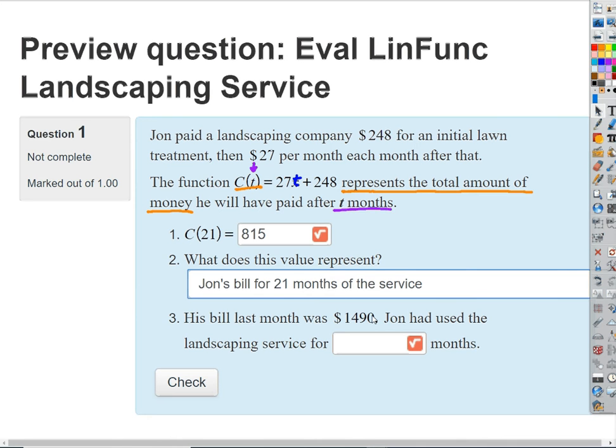Where am I gonna plug, what am I looking for here? They wanna know how many months did we use it? I'm trying to find a value of C or T then. T, right? T is the unknown. We wanna know how many months. So we're looking for T.